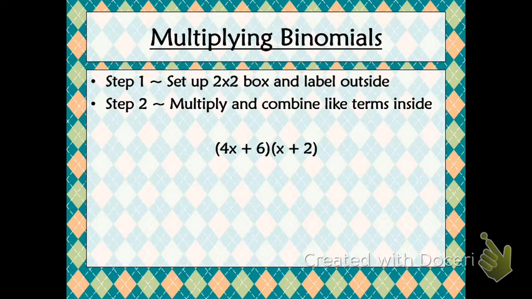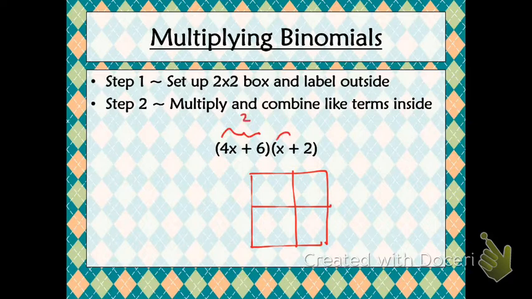If I have 4x plus 6 times x plus 2, that's a binomial times a binomial, which means I would need to set up a box with a length of 2 and a width of 2 because both of these have 2 terms. And then across the top, you'll write one of the binomial terms. So we'll put the 4x and the 6 across the top, and then down the side you'll put the other terms from the other binomial. In that case, it was the positive x and the positive 2.